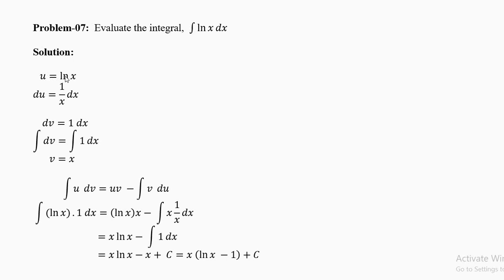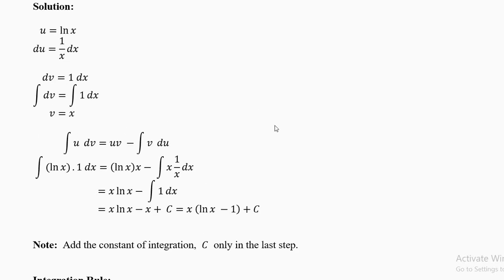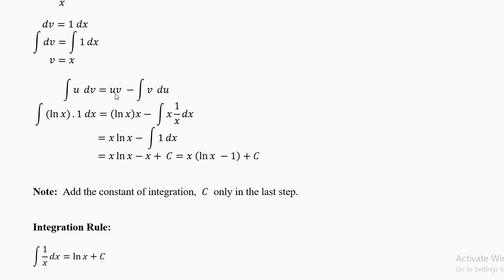So put u equal to ln x, du equal to 1 by x dx. Now please remember, in this question du is not equal to dx, it is 1 by x dx. dv equal to 1 dx. This 1 is extra, there is actually no need to write. dv equal to dx, v equal to x. Do not write plus c at this stage. Now integral u dv equal to uv minus integral v du. u equal to ln x, v equal to x. Write it in the correct order, you will get x ln x.